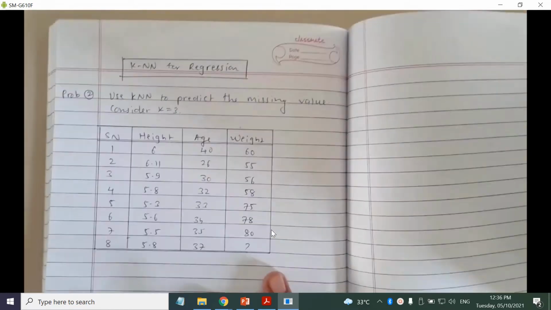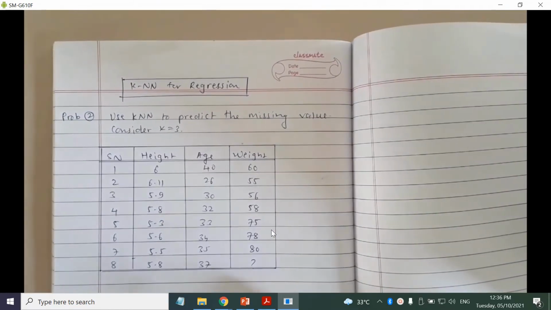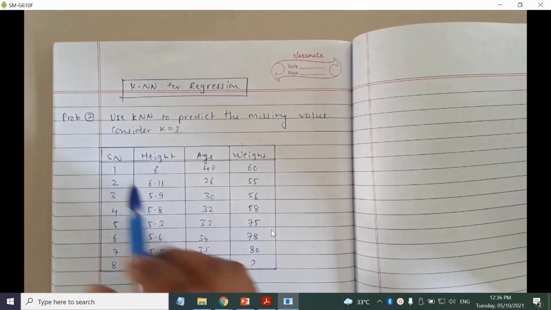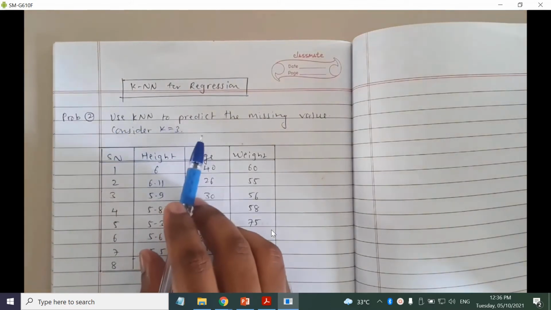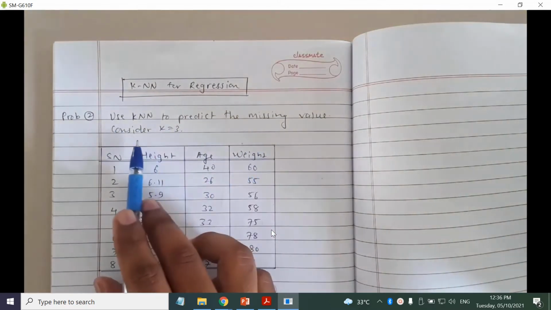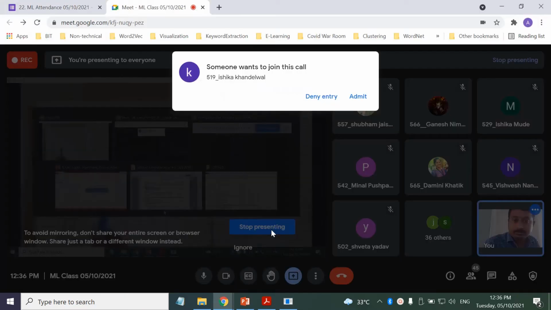So this is our second problem. Here the problem is: use KNN to predict the missing value and consider k equals 3.